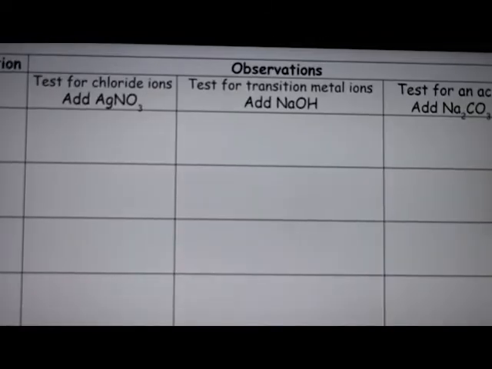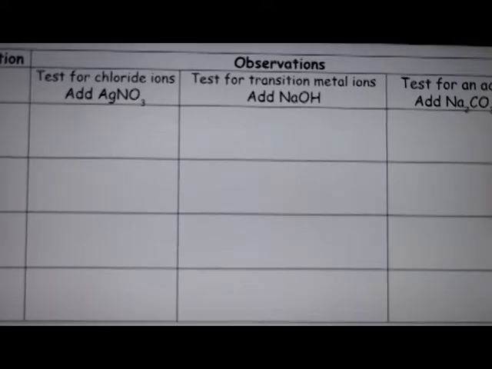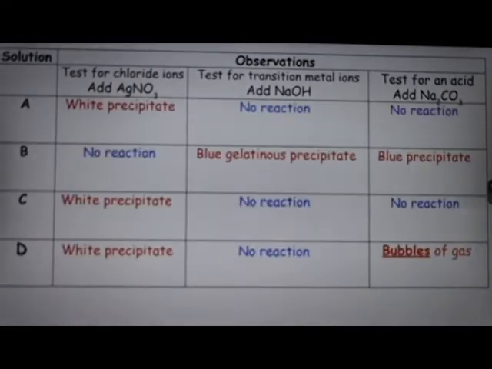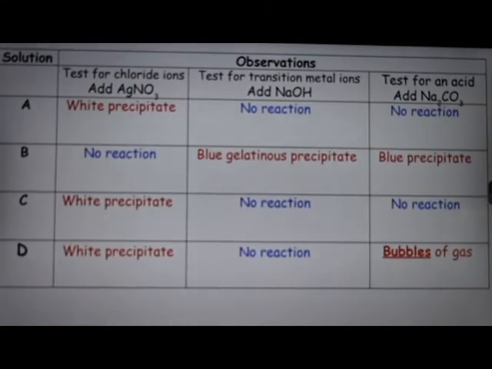You should now have completed the results table using the observations from the experiments that you have watched. Hopefully, your results will look something like this. From the silver nitrate test, you'll remember there were 3 white precipitates. Solution B was the only one that gave no reaction. With the sodium hydroxide test, we got a blue gelatinous precipitate with solution B, and with the test for an acid, the addition of sodium carbonate, we got a blue precipitate with solution B, and we saw bubbles of gas with solution D.